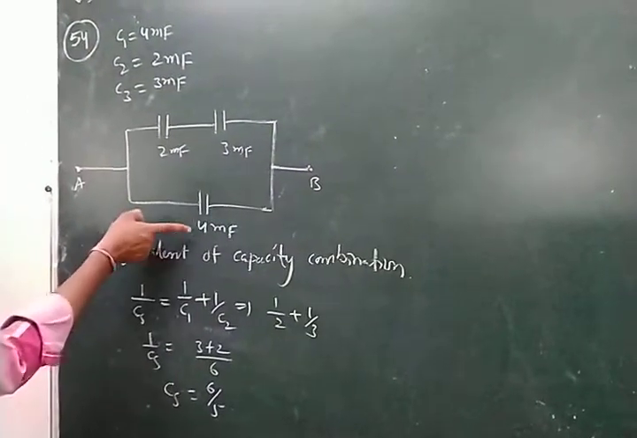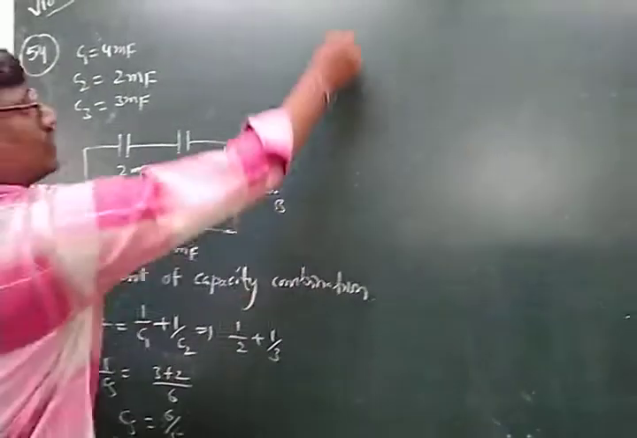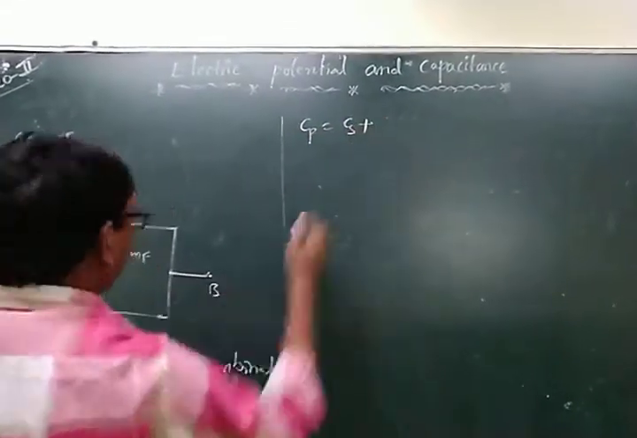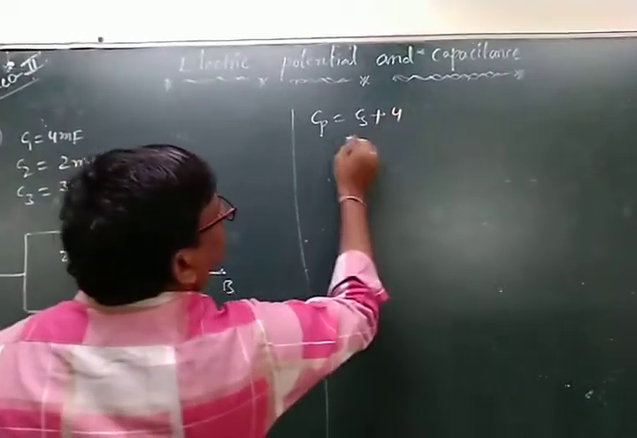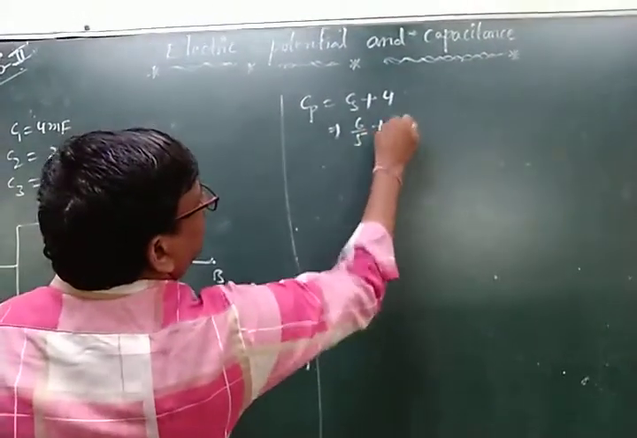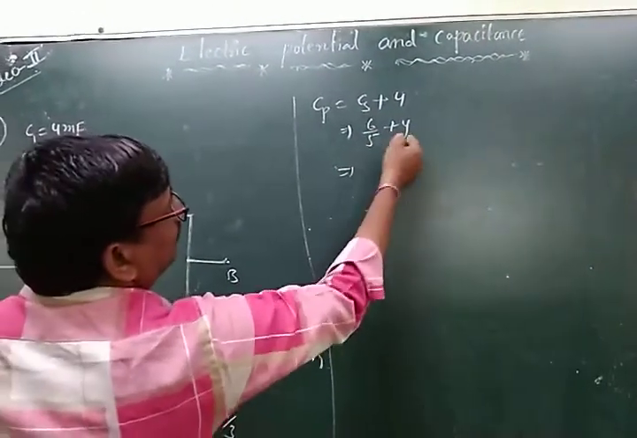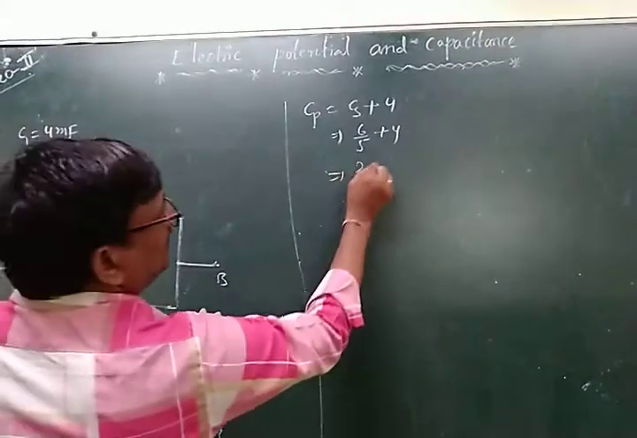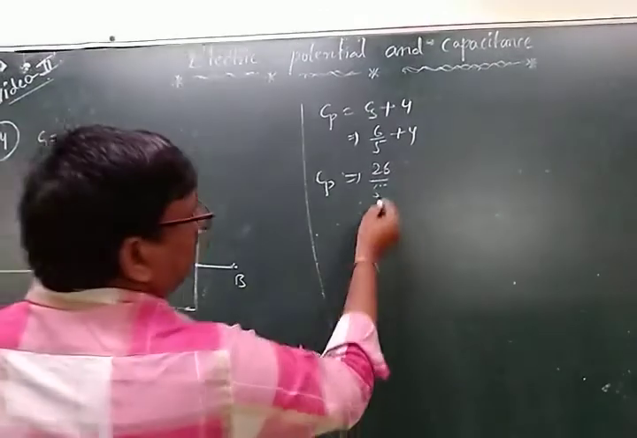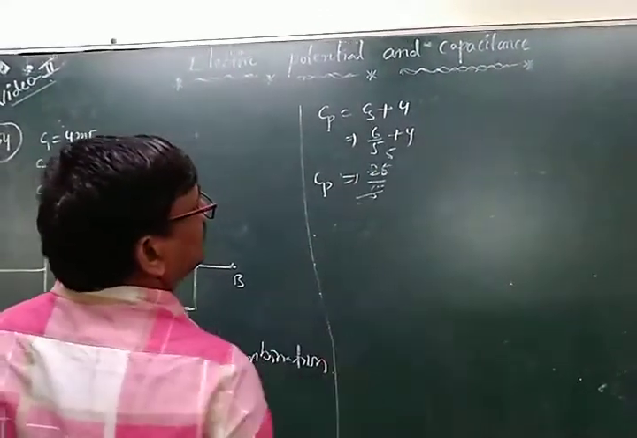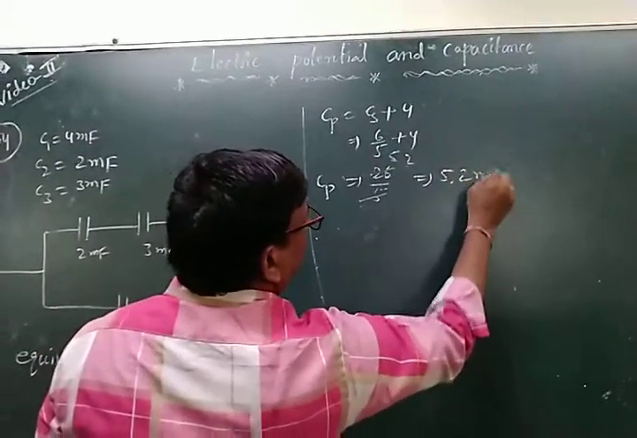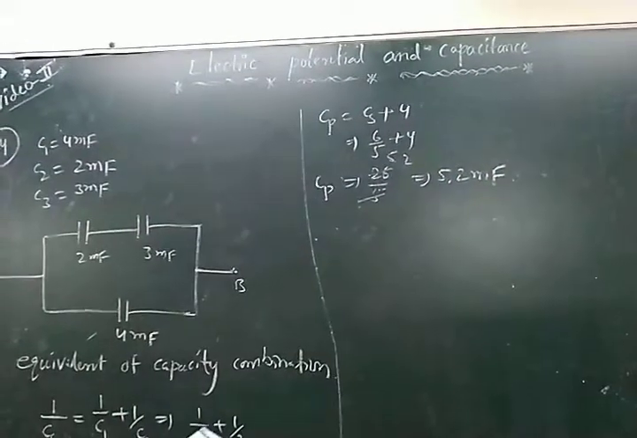This is. And next it will be in parallel. The effective capacitance in parallel combination, the Cp is equal to Cs plus that is a 4. Then we can write here Cp is equal to how much is there here? 6 by 5 plus 4. Taking the LCM 5, 5 into 4 is 20, 26 by 5 is equal to Cp. Now we cancel. How many times is it? 5 the 25 and 1.2, that is equal to 5.2 millifarad. So this is the answer for this one.